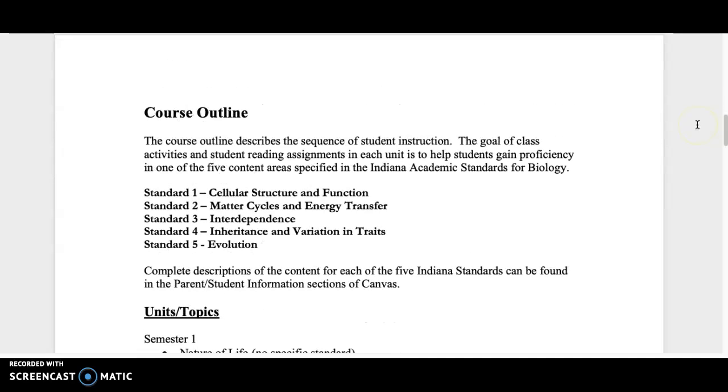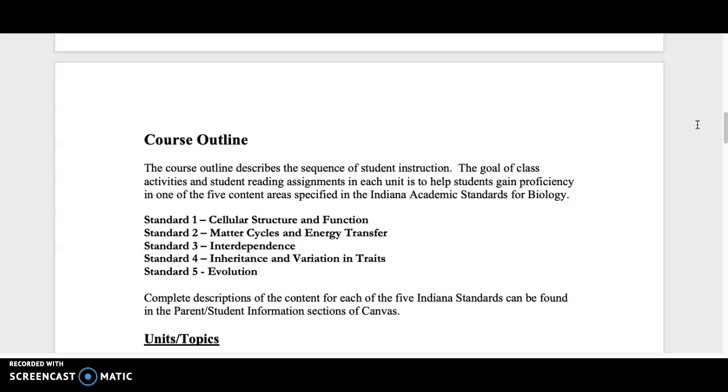Let's look at our course outline. There are 5 standards in Indiana that I am required to cover with you, and you can see what those 5 are. They start with cellular structure and function. Then standard 2 deals with matter and the cycling of this matter and energy. We will talk about something called interdependence. That is how living things rely on each other. Then we will get into inheritance and traits. And finally, we will finish up with evolution.